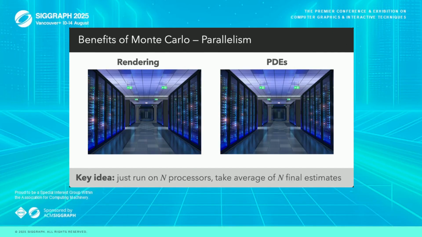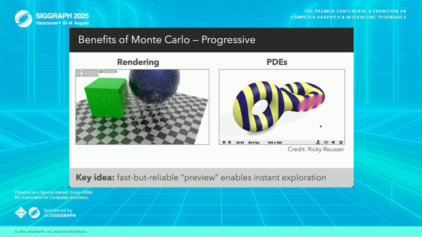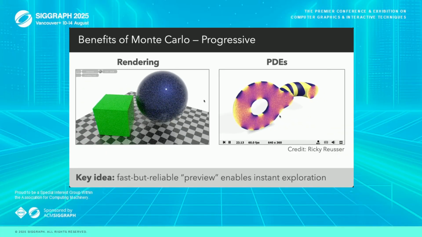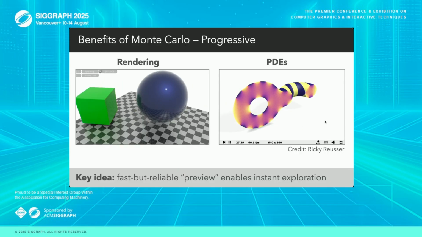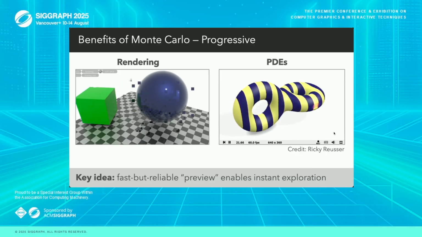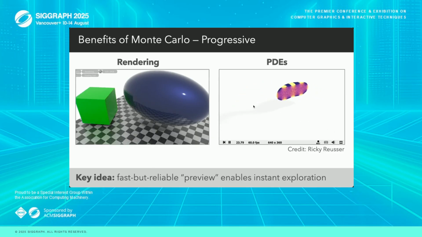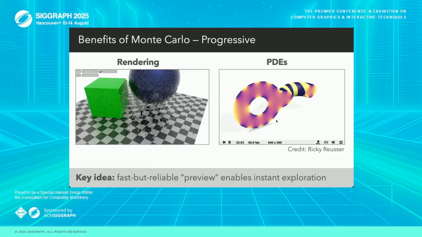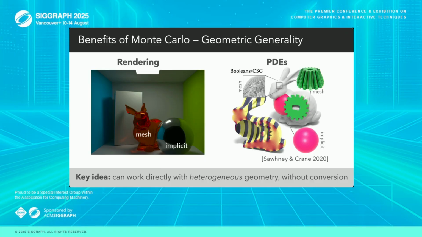We have great parallelism. In the very same way we can parallelize ray tracing, we can parallelize PDEs simply by running multiple instances of the walk-on-spheres algorithm on the GPU and averaging the results. We have progressive evaluation. This is a great feature. I can very quickly get a noisy but still useful estimate of my solution so that I can iterate. Maybe I want to change my viewpoint. I want to change my shape. I don't need to wait for a mesher and then a full solver to give me the solution. I'll just get a noisy preview and then move on.